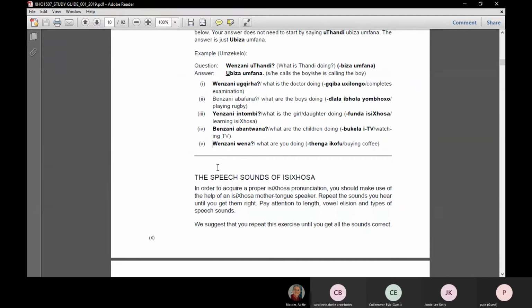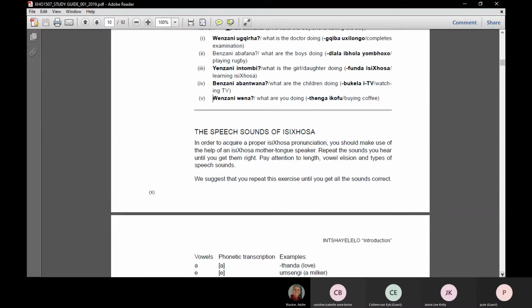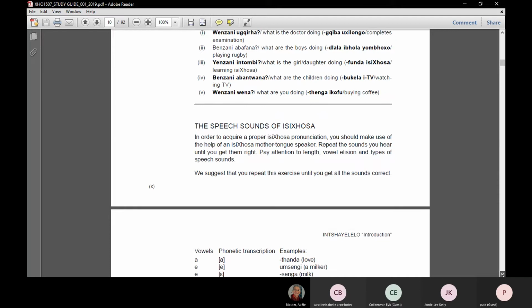This doesn't change. You will always notice the subject concord ndi for I, ba for they, ni for you, plural, si for we, u for he and she, u for you, singular. These do not change. So yeah, for number 5, the correct answer is ndithenga ikofi. I am buying coffee.